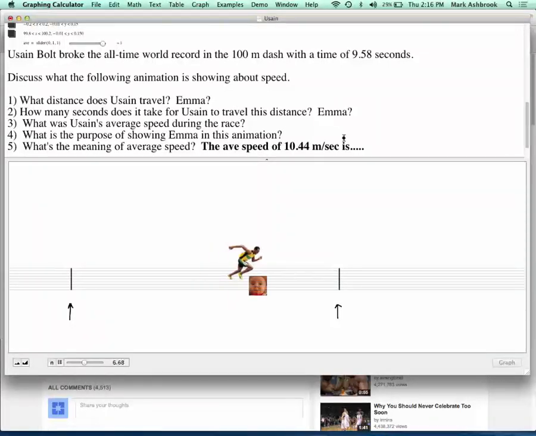You wanted to chime in? What did you want to say? I was just going to say that the average speed is like you'll achieve the same amount of distance in the same amount of seconds. Say it louder. He nailed it. You'll have the same amount of distance in the same amount of time. Right. Okay. So that's what it is.